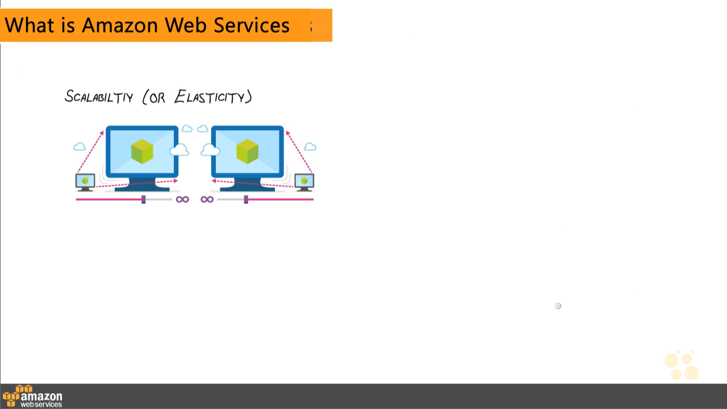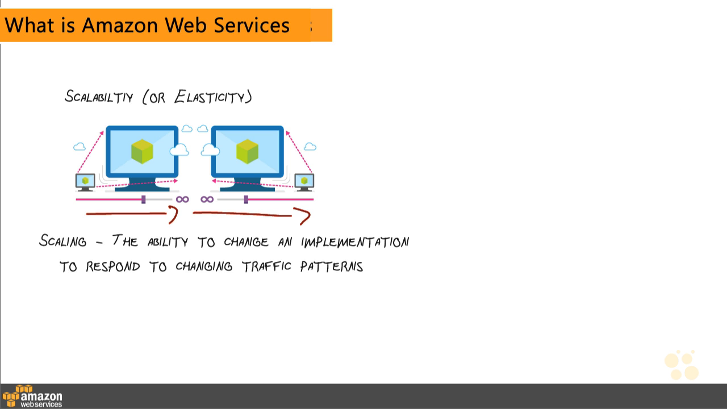We often describe this with the word scalability or elasticity. In fact, they have the word elastic right in the name of a fair number of AWS products and services. The elastic beanstalk comes to mind. So the idea with scalability is that you can both scale up and scale down your services very, very easily depending on your need. When I talk about scaling, I'm talking about the ability to change your implementation to respond to changing traffic patterns. So think about a retail website during, well, Black Friday, for instance.